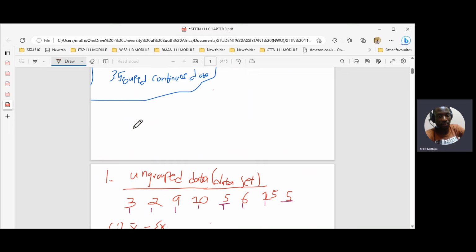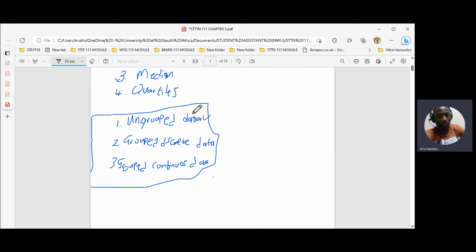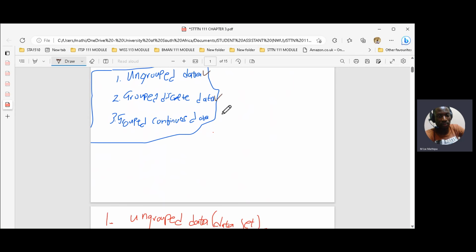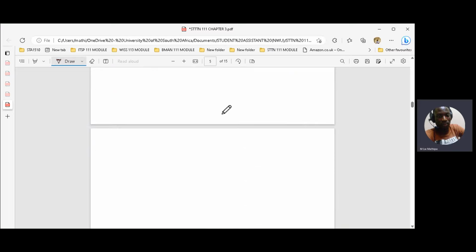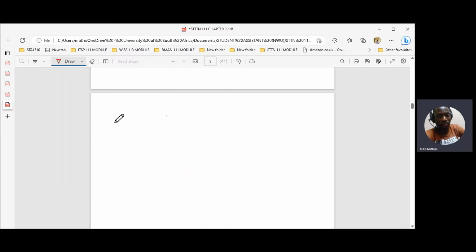For ungrouped data, we are done. For ungrouped data, I've calculated the mean, median, mode, and the quartiles. Now we can move to grouped discrete data as option 2. Number 2, grouped discrete data.